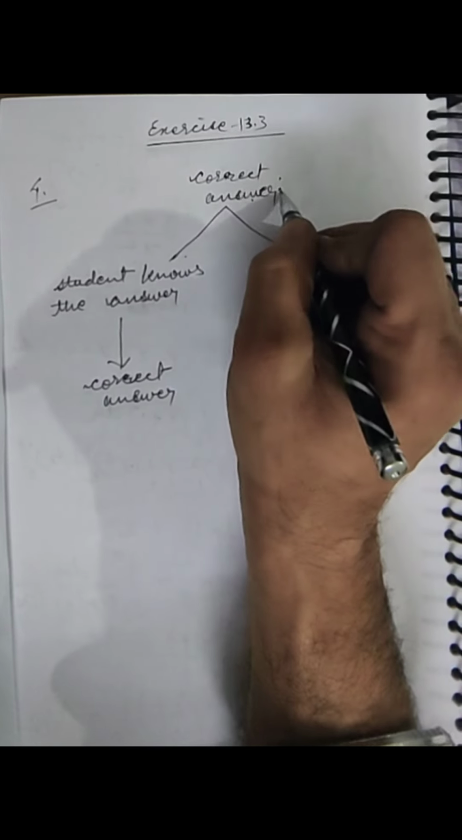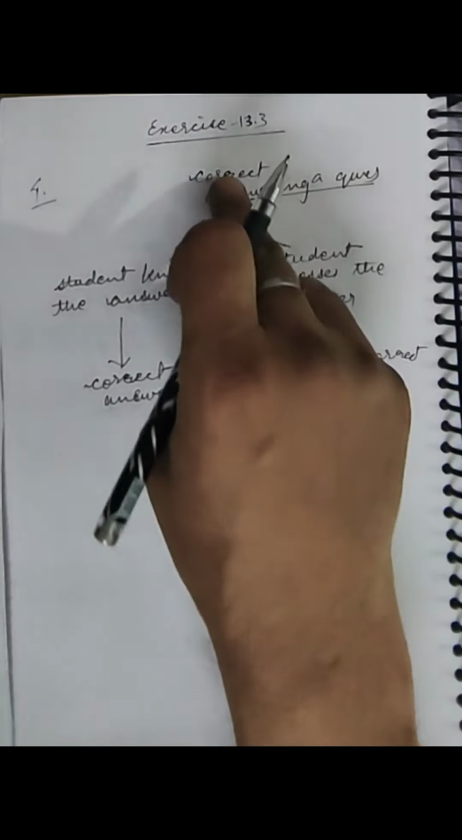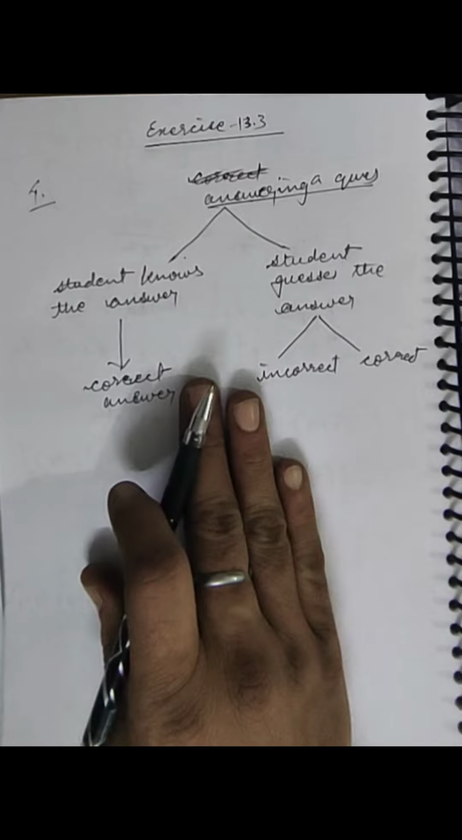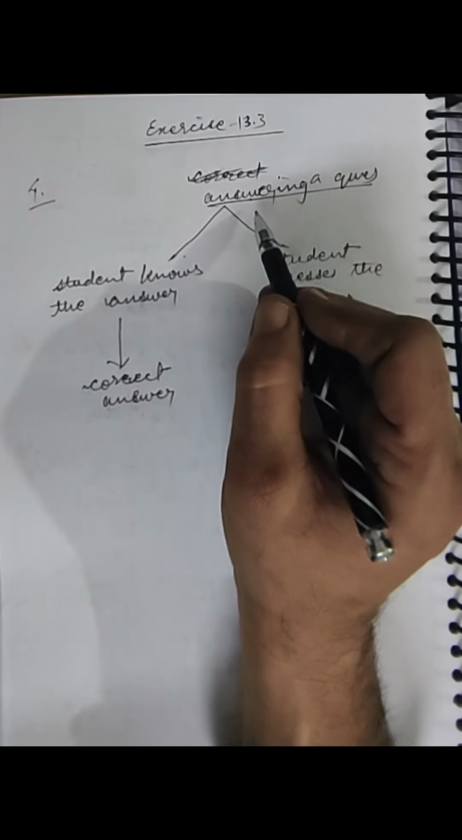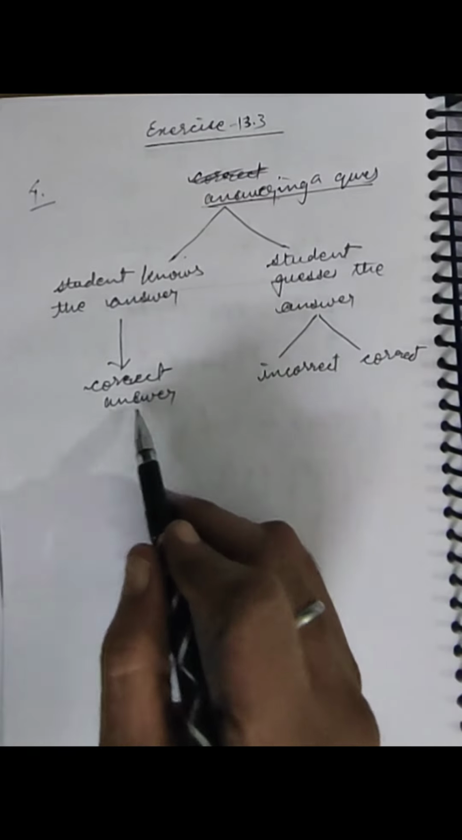Basically, this correct answer is the target of the question, or we can say this is answering a question. Because this may confuse between these 2, better you write here answering a question. This correct one has come at last. This way we will understand it very well. I say this is the first level, this is the second level, this is the third level of the tree diagram.